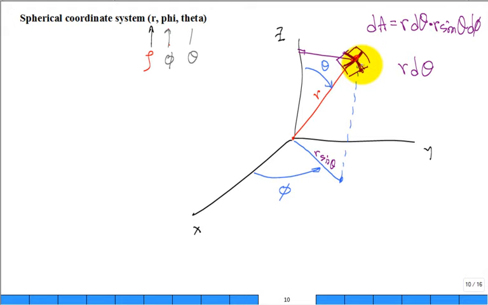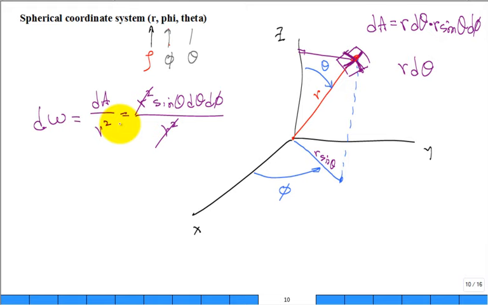So somebody says, what again is relationship between a little angle d omega, a little solid angle d omega? Well, it would be that area dA at the end. When I'm not changing R, I'm just changing phi and theta, divided by R squared. What is dA? We just worked it out. It's R squared sine of theta, d phi, divided by R squared. And so the solid angle d omega is sine of theta, d phi.